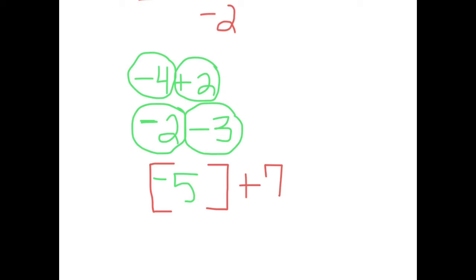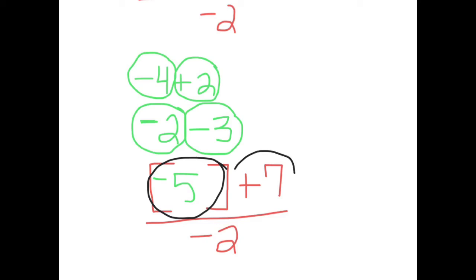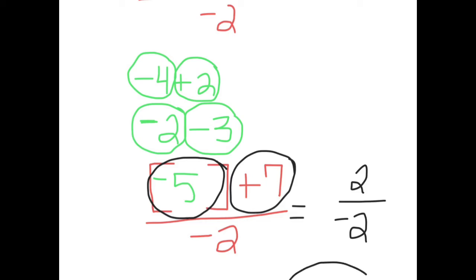And it has a +7 over it, all over -2. So before we divide, we have to do this simplification here. So I have a -5 and a +7. Are the signs the same or are they different? They're different, so it's going to be a subtraction problem. 7 minus 5 is 2. Keep the sign of the bigger number, which is a +7, all over -2. A positive divided by a negative is a negative, and 2 over 2 reduces to 1. So that is your final answer.